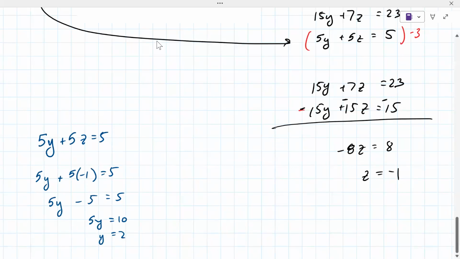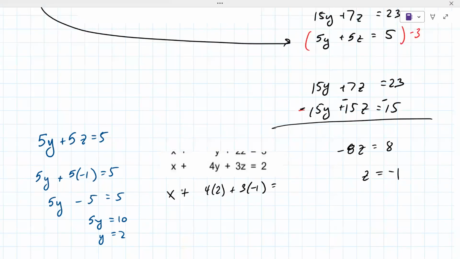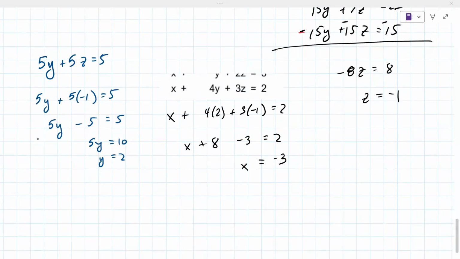And then you have your choice of equations to go back to. You want to choose the cleanest one, the one that's maybe easiest to solve for that missing variable, which is the first one there. I'm sorry, the third one there. So the x value there is what we're trying to find. We have x plus 4 times 2 plus 3 times -1 equals 2. So it ends up that x is -3. Why does that not look right? No, it is right. Okay. So we got -3, comma 2, comma -1.